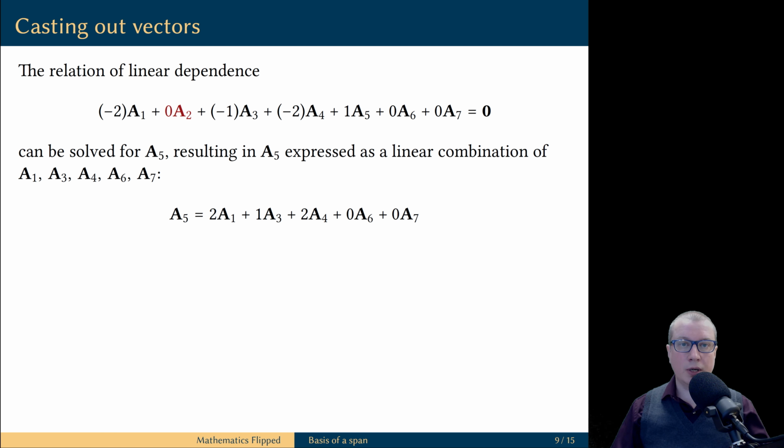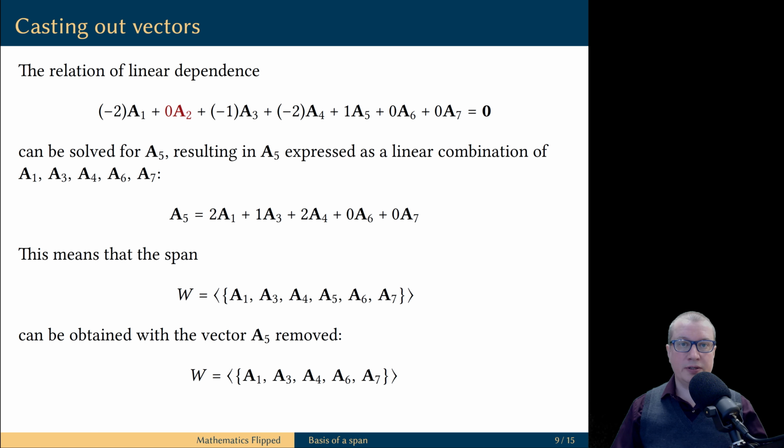Also, note one important thing. We already discarded the vector a2, and because I assigned a zero value to the free variable x2, this vector will not explicitly appear in the expression of the vector a5 in terms of the other vectors in the set. We already know that this expression for the vector a5 in terms of the other vectors means that we do not need the vector a5 to describe the same span.